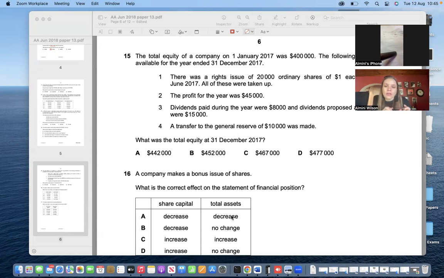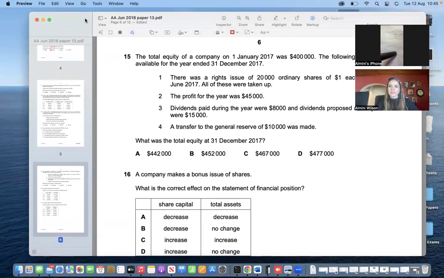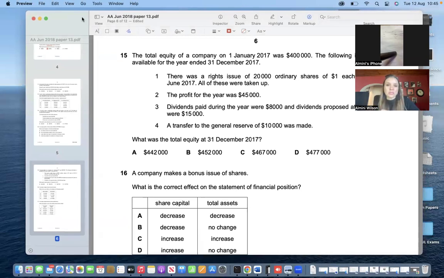So rights issue, okay, profit, dividends paid during the year was 8,000. That normally gets subtracted from retained earnings. And there was a proposed dividend at year end. Proposed dividends we normally shouldn't look at at all when it comes to changes in equity because it's just proposed. So I'm going to leave that out for now. And transfer to general reserve, don't fall for this. They're just taking one equity into another equity, normally from retained earnings into general reserve. So I'm not going to fall for it. I'm not even going to write it down.